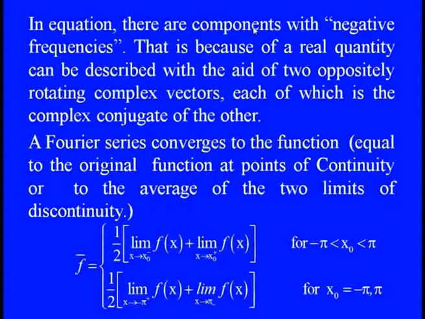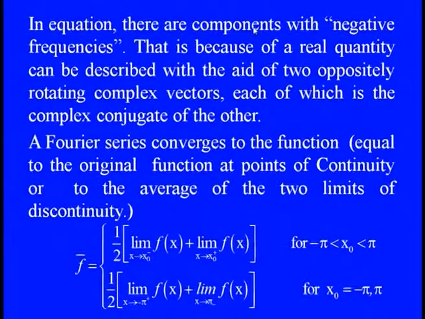In this, the negative frequencies are simply showing that we have a real quantity which can be described with the aid of two oppositely rotating complex vectors, each of which is the complex conjugate of the other. So we can say that the Fourier series converges to the function, which is equal to the original function at points of continuity, or to the average of the two limits at discontinuities.